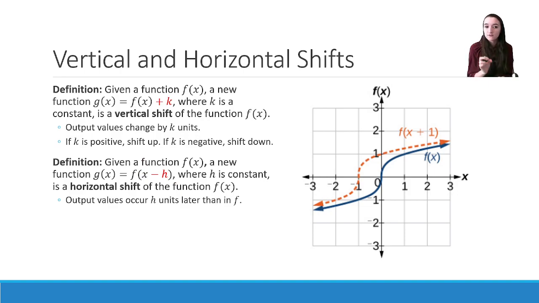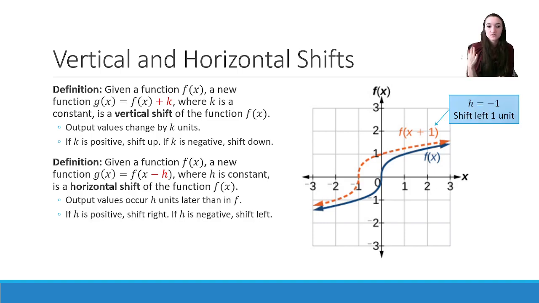That gives us a horizontal shift. So our output values haven't changed, they just occur h units later than in f. In other words, all of our y values stay the same. Look in the picture, all the y values are exactly the same. We haven't changed our range, we haven't changed our shape or anything like that, but they've moved over so that a different x value would have to be plugged in order to obtain them. So this causes, if h is positive, a shift to the right, and if h is negative, a shift to the left.